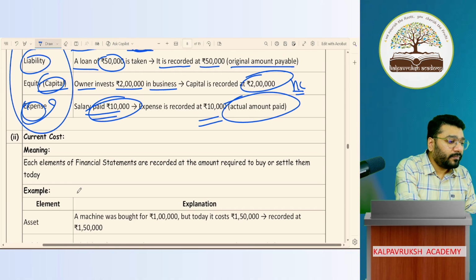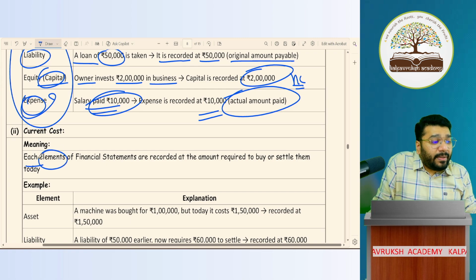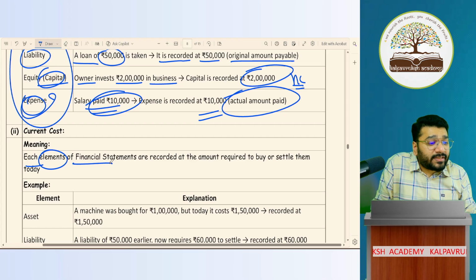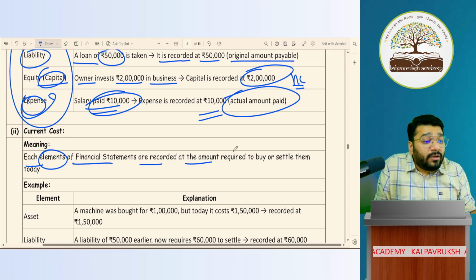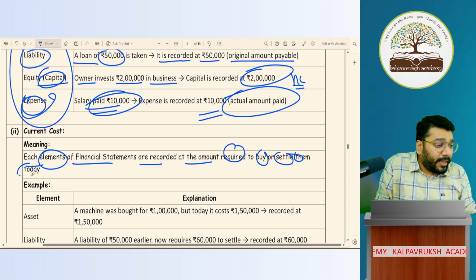Okay. What is the meaning of current cost? Each element, how many elements are there? 5 elements of the financial statement are recorded at the amount which is required to buy or settle them today.